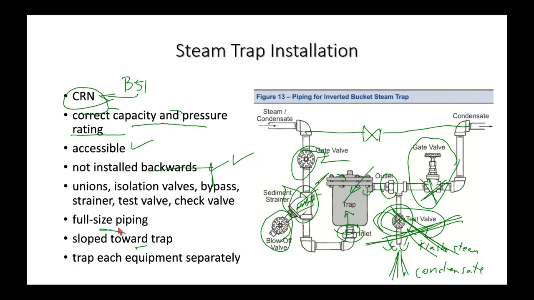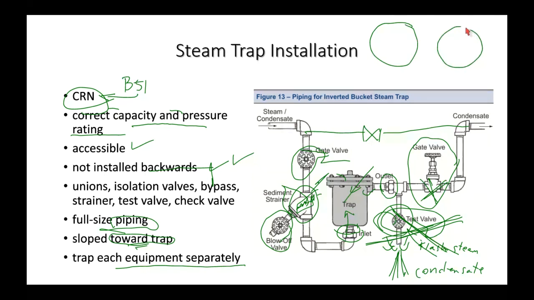So the next thing is the piping should be full size to the inlet and the discharge of the trap. The piping should always be sloped toward the trap so that the condensate goes into the trap. And then this one here says trap each equipment separately. So let's have a little look at that. Why would we want to trap each piece of equipment separately?